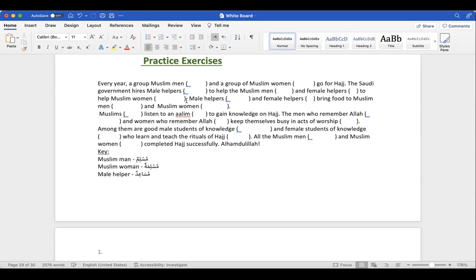Now, the Saudi government hires male helpers. Helper is called Musa'id. Worker is called Amil. Helper is called Musa'id. Now, what will you say here? The Saudi government hires male helpers to help the Muslim men and female helpers to help the Muslim women. Now, tell me who are the doers here and what are the details?